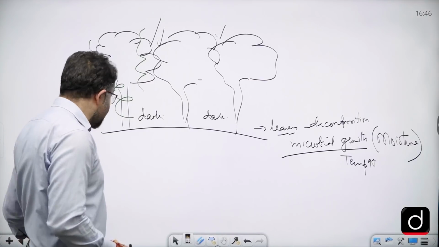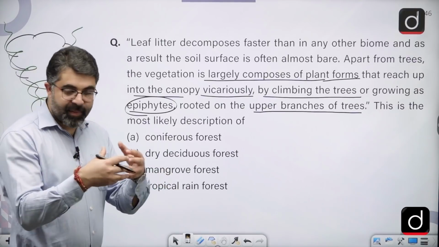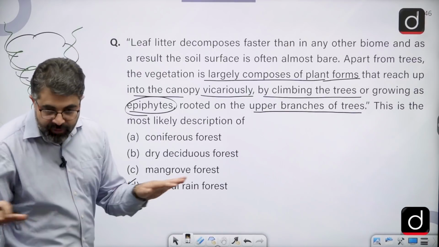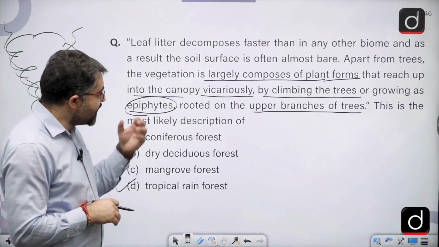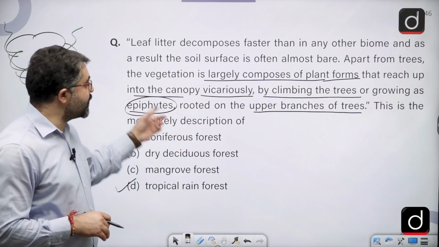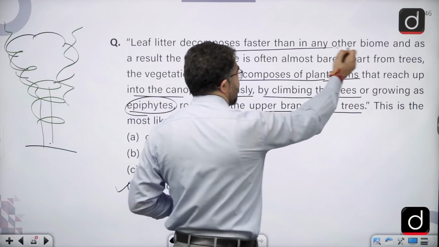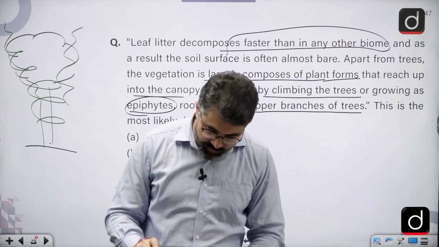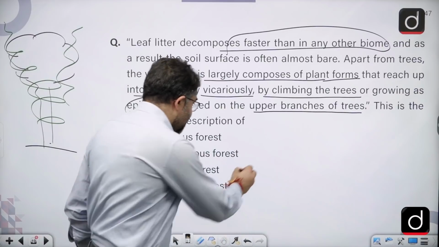So what is the correct answer? Tropical rainforest. Canopy is dense, epiphytes can grow vertically, but we don't have much grass cover at the base as the sunlight cannot reach there. Plus the moisture condition is so intense, and the temperature is higher for the microbial growth that helps in the decomposition of leaf litter. So it decomposes faster than in any other biome. It has to be equatorial or tropical rainforest conditions. Right? So the correct answer is D.